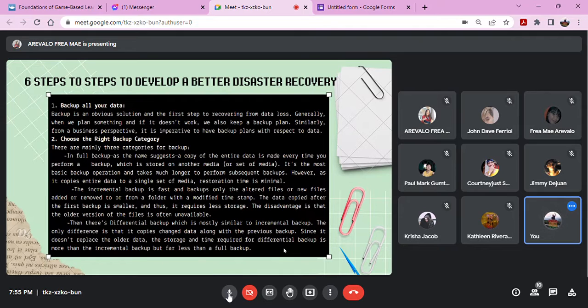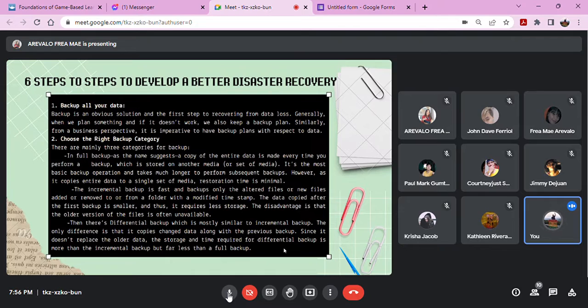Second, choose the right backup category. There are mainly three categories of backup. First, in full backup, as the name suggests, a copy of the entire data is made every time you perform a backup, which is stored on another media or set of media. It's the most basic backup operation and takes much longer to perform subsequent backups. However, as it copies the entire data to a single set of media, restoration time is minimal. And the second is the incremental backup.